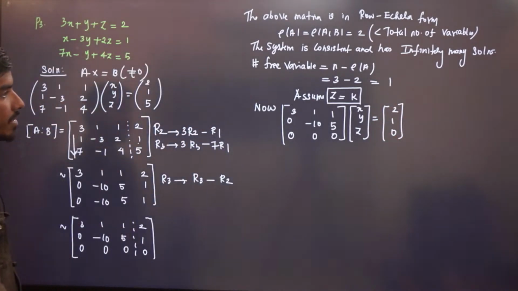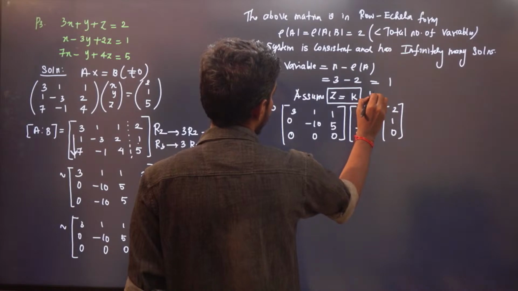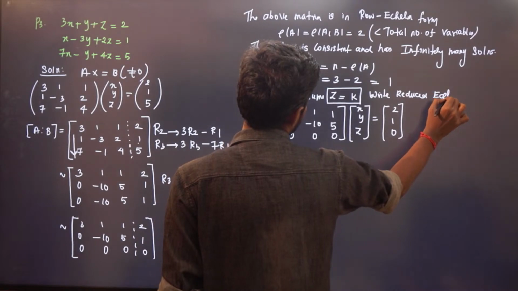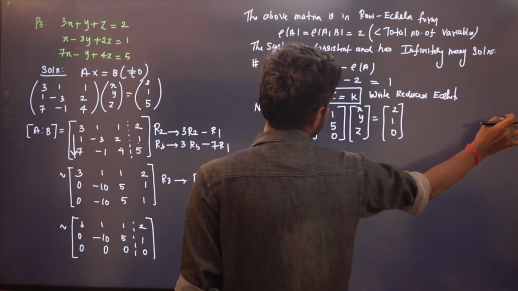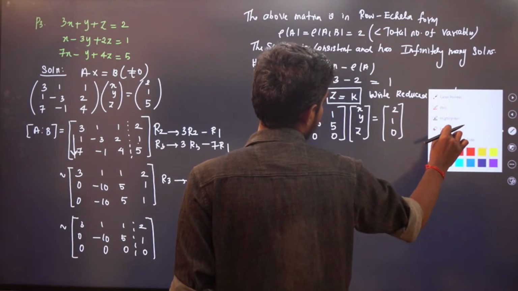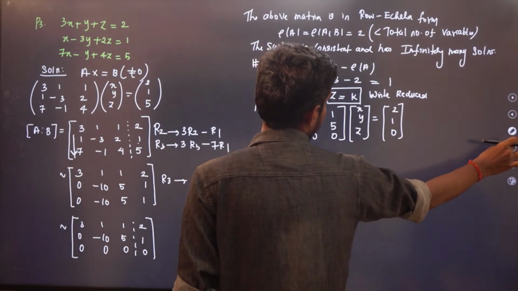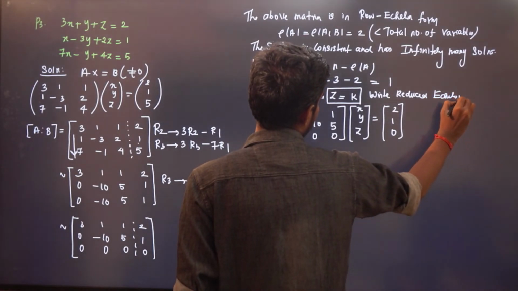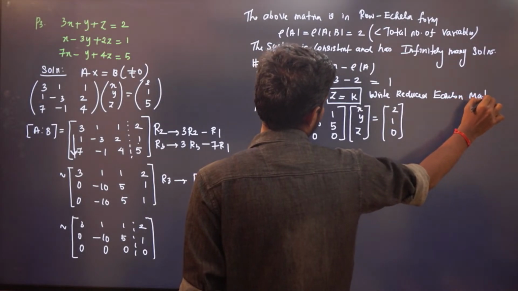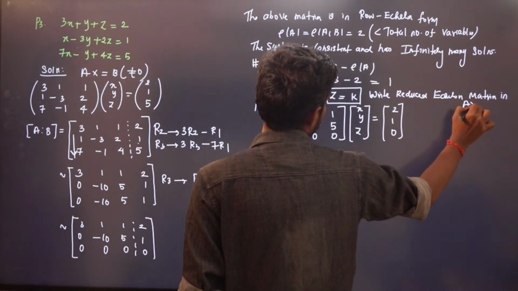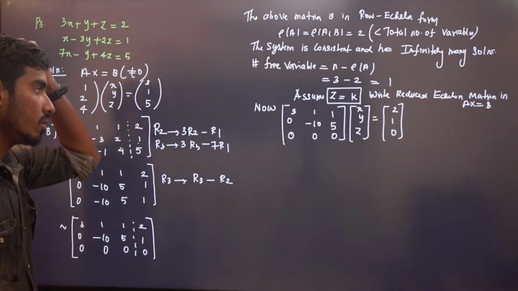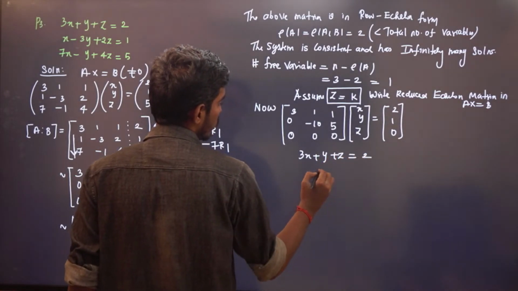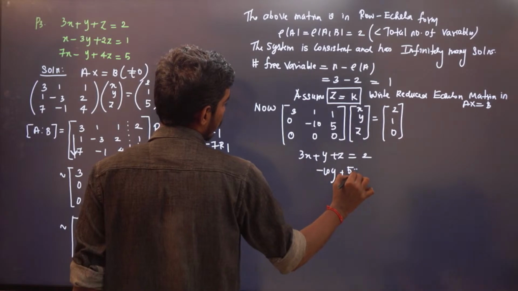Clear? Write the reduced echelon matrix. Write the reduced echelon matrix in Ax equal to b format. Now you form an equation. So 3x plus y plus z is 2, minus 10y plus 5z is 1.